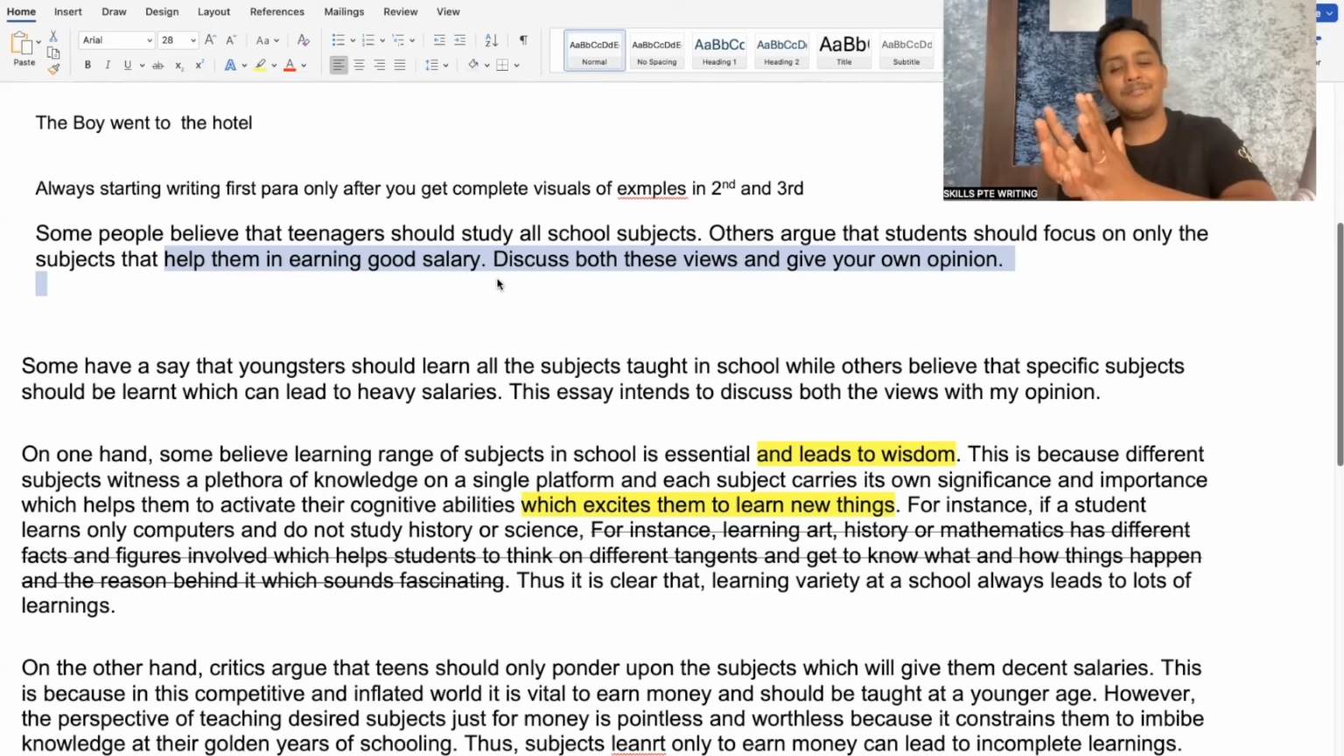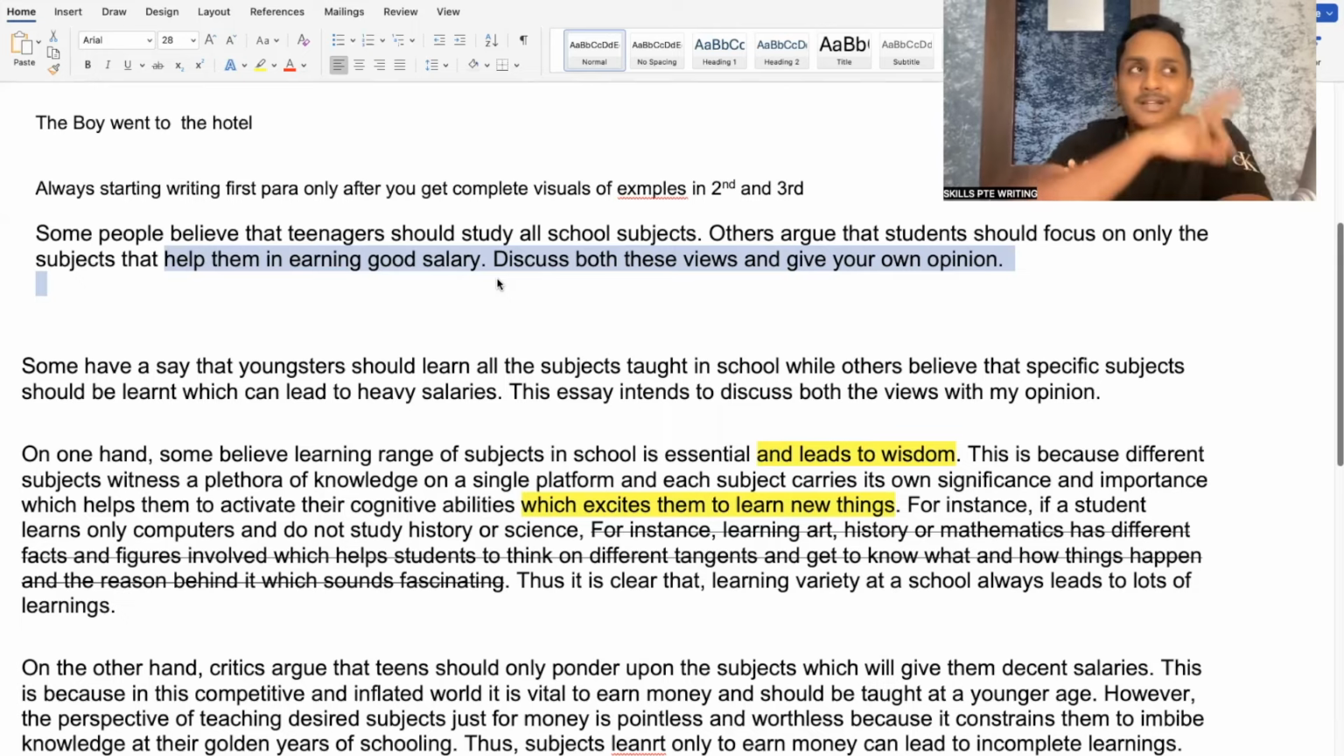And now for this example, I'll talk about the first line. On the other hand, some believe the students should study only those subjects which earn them a good salary, as this will allow them the time and the complete effort to be put into one subject, thereby they can excel in that subject.